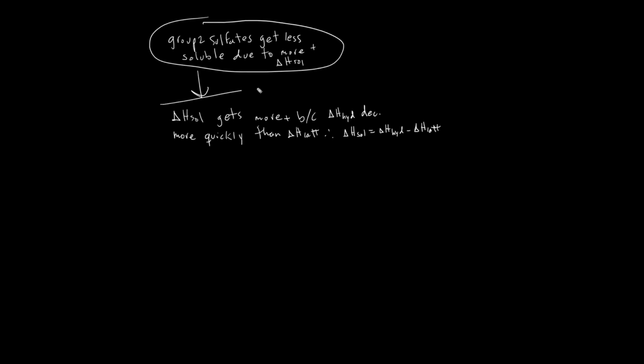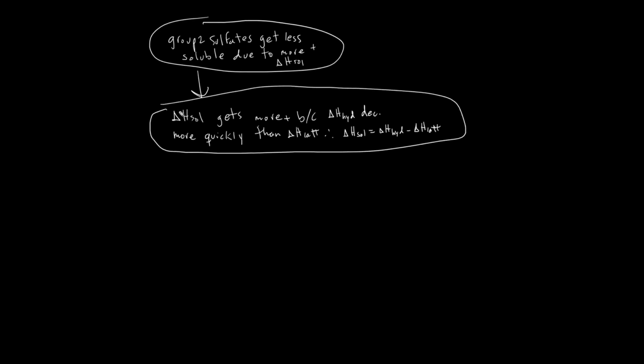And then you kind of want to keep this trend. You got to explaining parts that you just brought up. So we brought up delta H of solution to explain solubility. Why they become less soluble? Because delta H solution becomes more positive. So now we're going to explain this. Why does delta H of solution get more positive? It gets more positive because delta H of hydration decreases more quickly than delta H of lattice. And then this is the equation. That's why it's important. Okay, why does this happen?